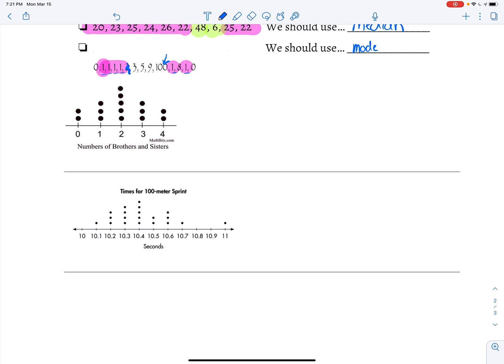And down below, we have 2 more examples, but this time we're looking at graphs. So for graph number 1, I'm going to have you put what we would use off to the right, and for graph number 2, I'll have you do the same. Either mean, median, or mode. And once you go ahead and pause the video in a moment, and once you have those, play it, and we'll go over those together. So pause it for now.